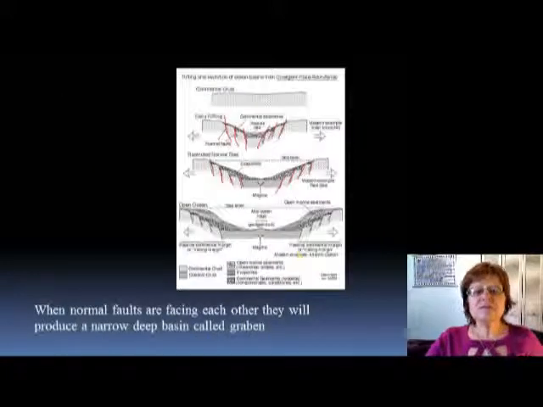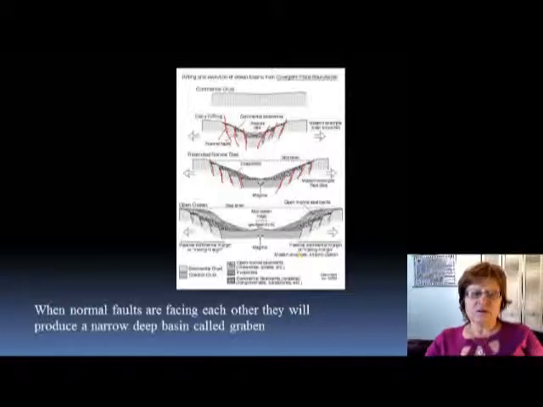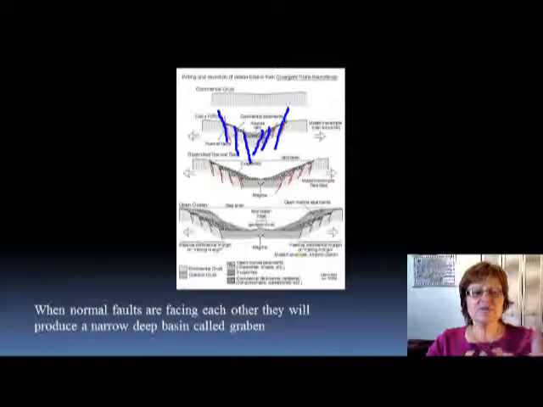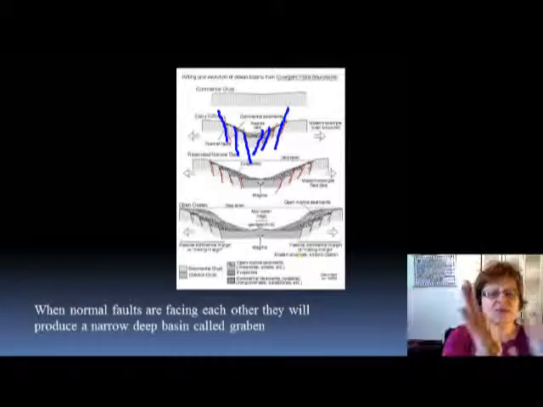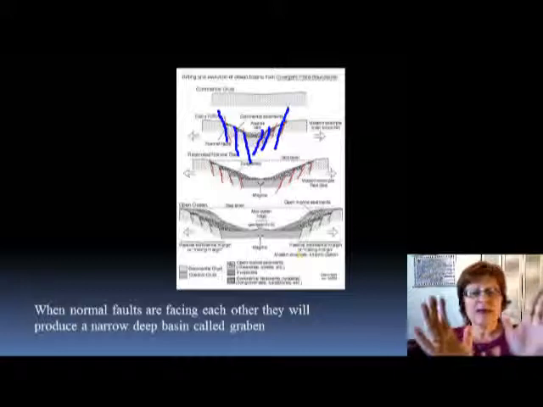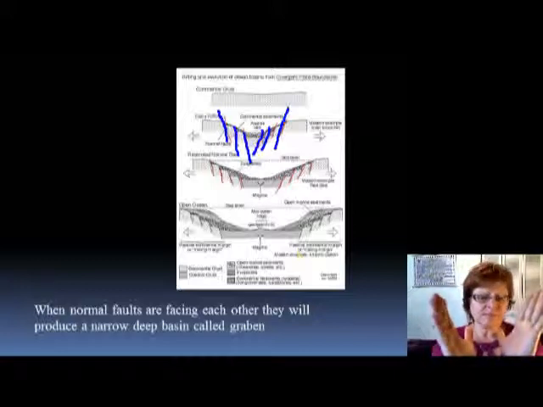A lot of the time when you have extension, you will see not only one normal fault, but a series of normal faults. And very many times they are facing each other. And that is when we call this type of fault series a graben. This is a graben fault. It's very, very characteristic at divergent plate boundaries. So remember, when normal faults face each other, we call it a graben.